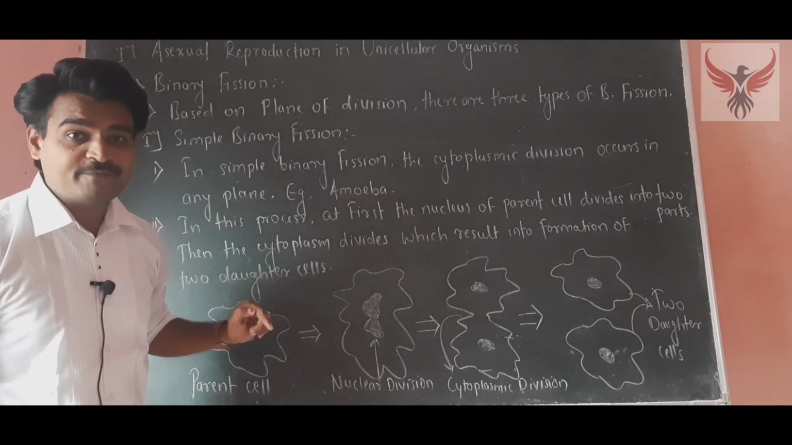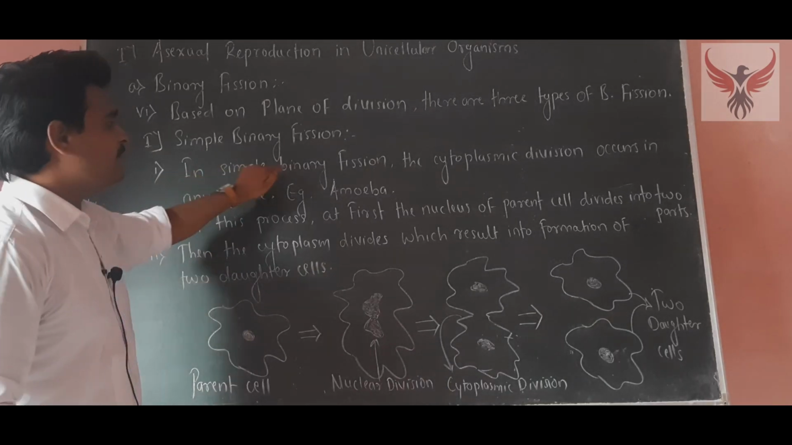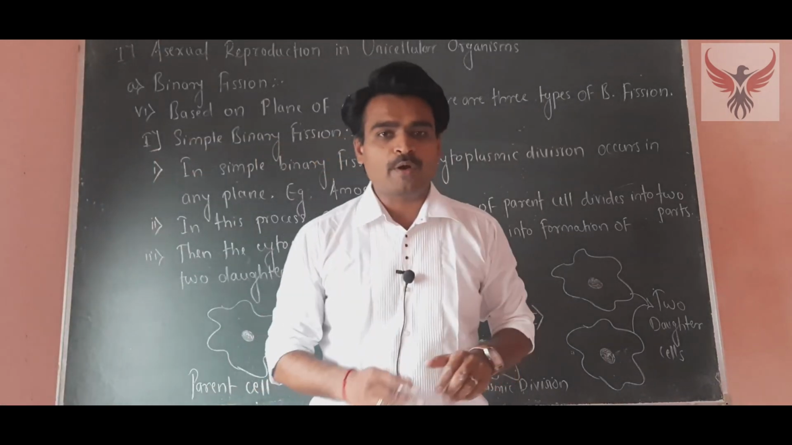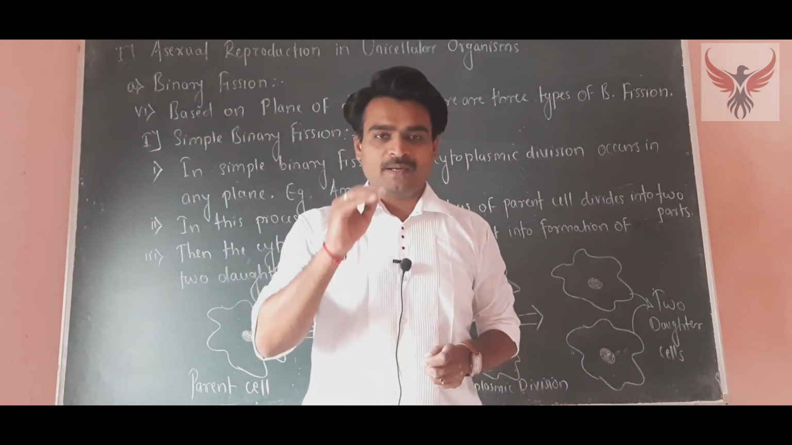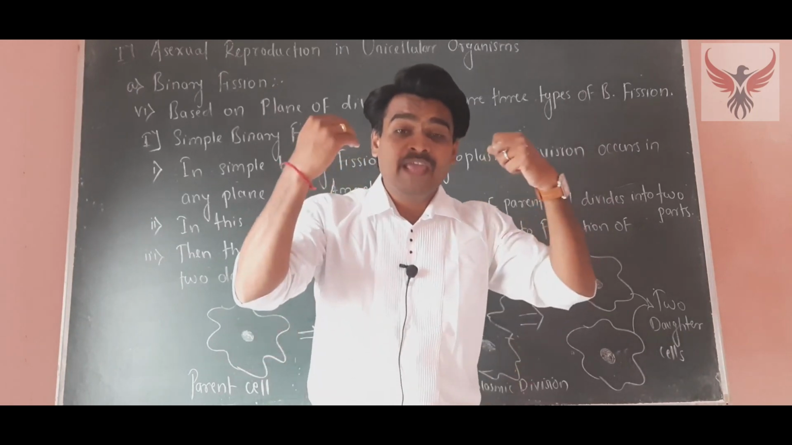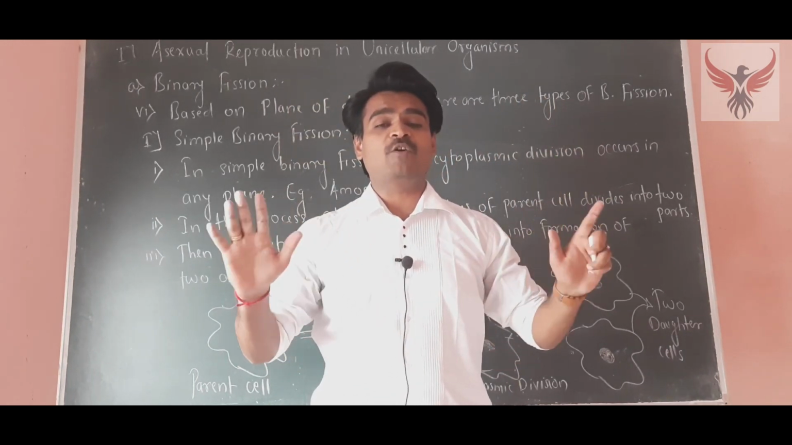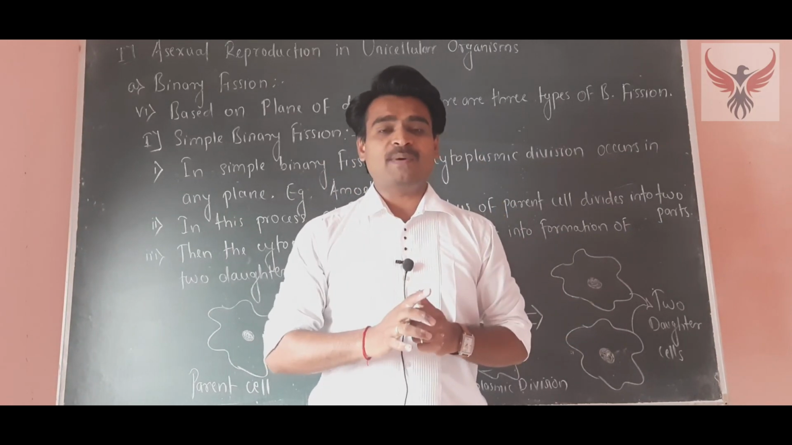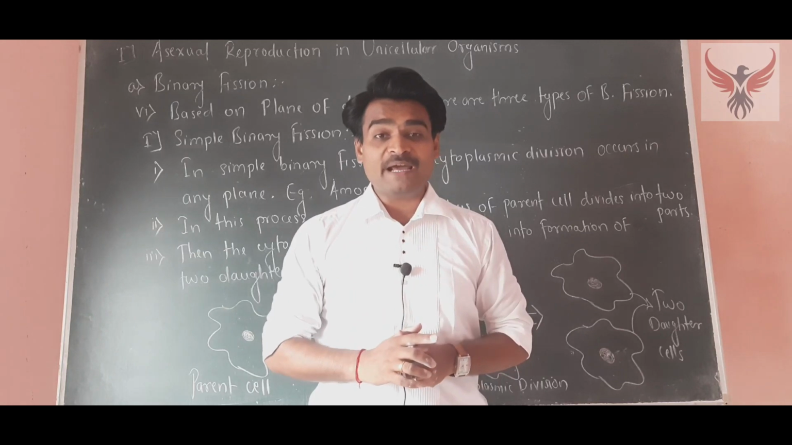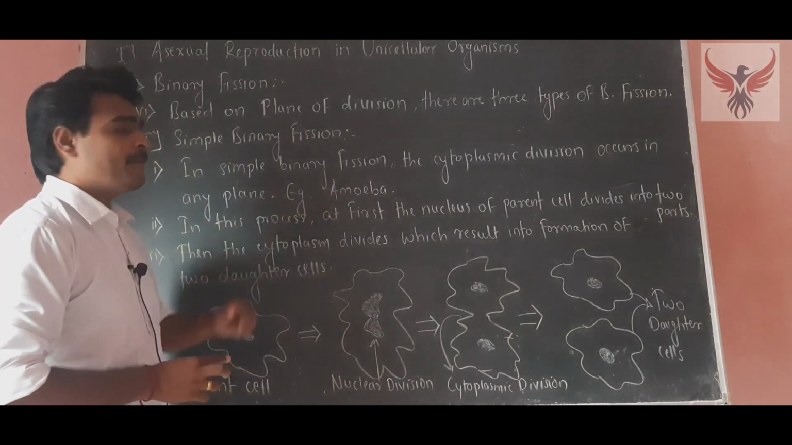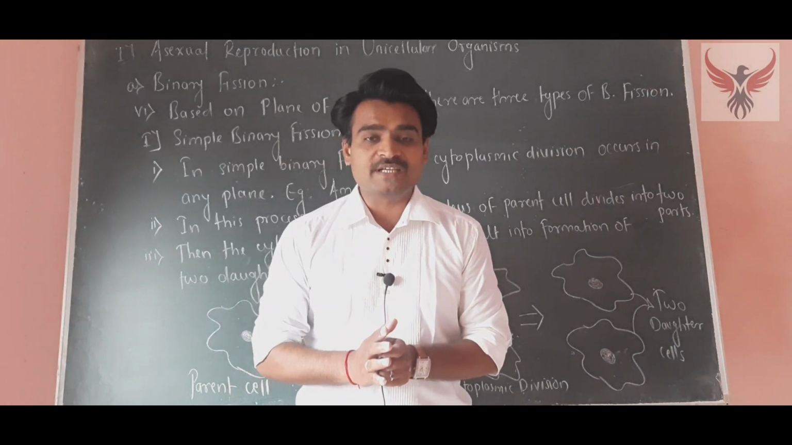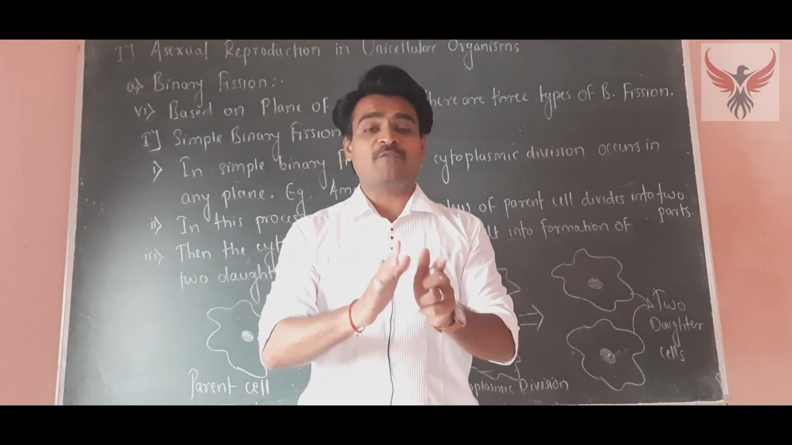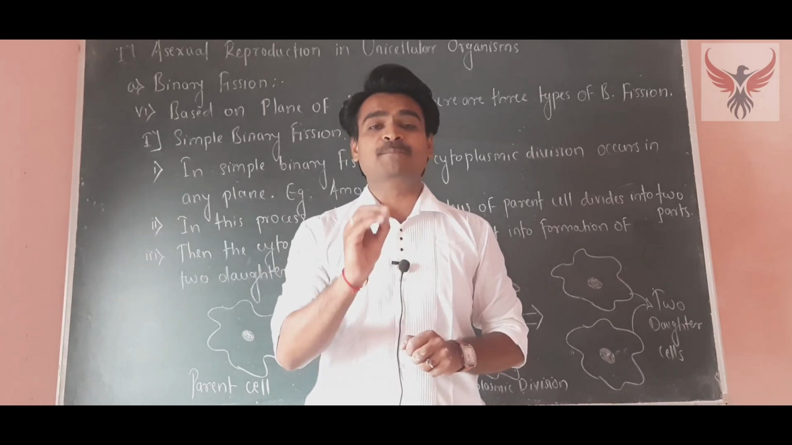In simple binary fission, the cytoplasmic division occurs in any plane. There is no definite plane of cytoplasmic division in simple binary fission. An example of an organism that shows simple binary fission is amoeba. In amoeba there is no definite plane of cytoplasmic division, that's why it shows simple binary fission.